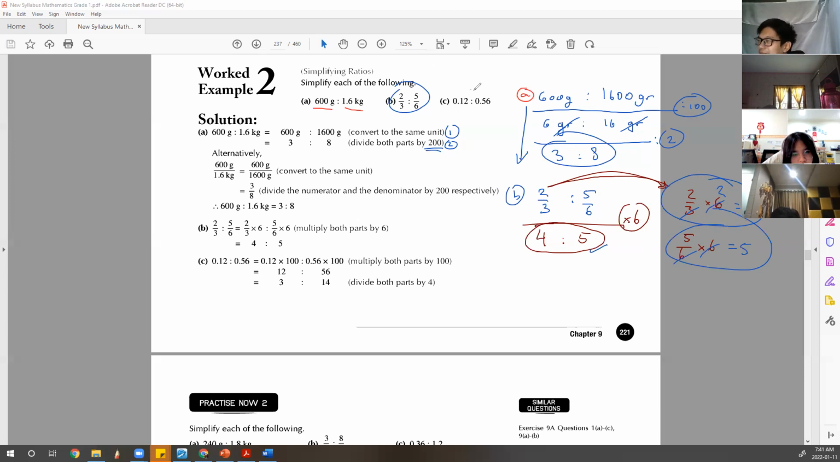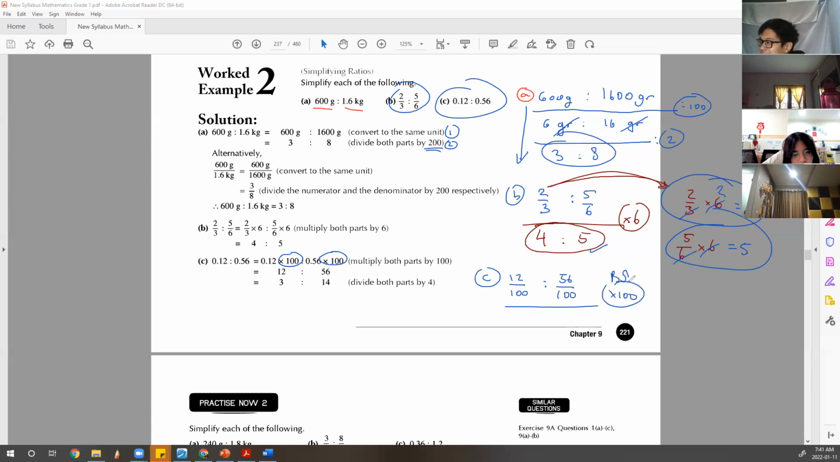Oke, yang ini, wah, mana nih yang C? Dia kali 100 to both of the sides. Why multiply by 100? Because they want to annihilate the fraction actually. Kan 0.12 is equivalent to 12 over 100, right? And 56 over 100 also. Why? Because it has 2 decimal places. Okay, I multiply everything by 100.